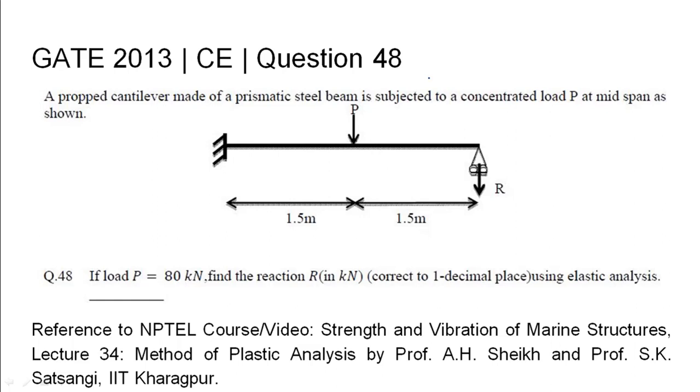GATE 2013 Civil Engineering Question 48. A propped cantilever made of a prismatic steel beam is subjected to a concentrated load P at midspan as shown. If load P equals 80 kN, find the reaction R corrected to 1 decimal place using elastic analysis. The relevant NPTEL reference has been listed.